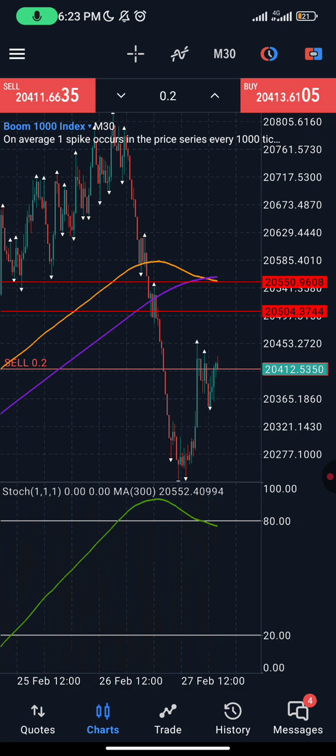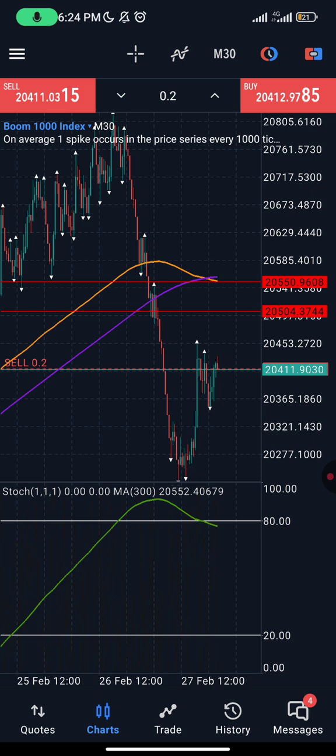Okay, so now this is a mobile setup. You can use it on your PC, you can use it on your phone, like you see on my phone right now. It's a very simple setup, a simple indicator that you can use to catch your trades on the boom and crash. This setup works on all the boom and crash indices, and it's just very simple to use.